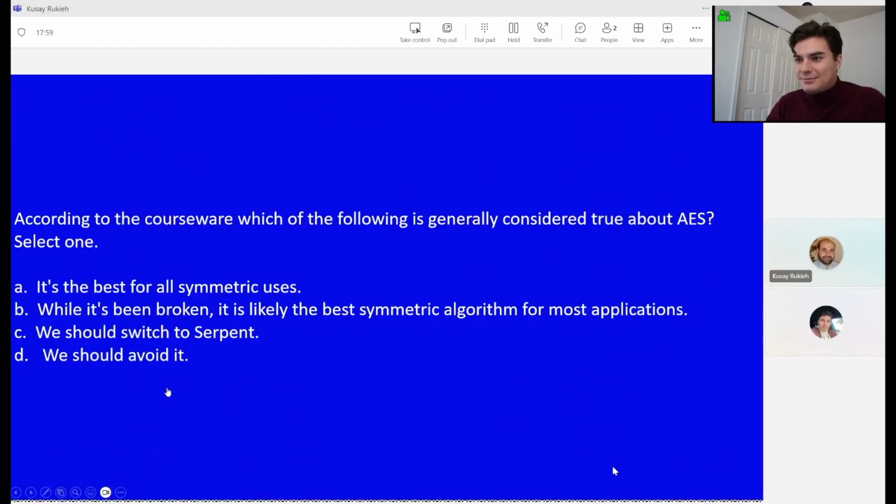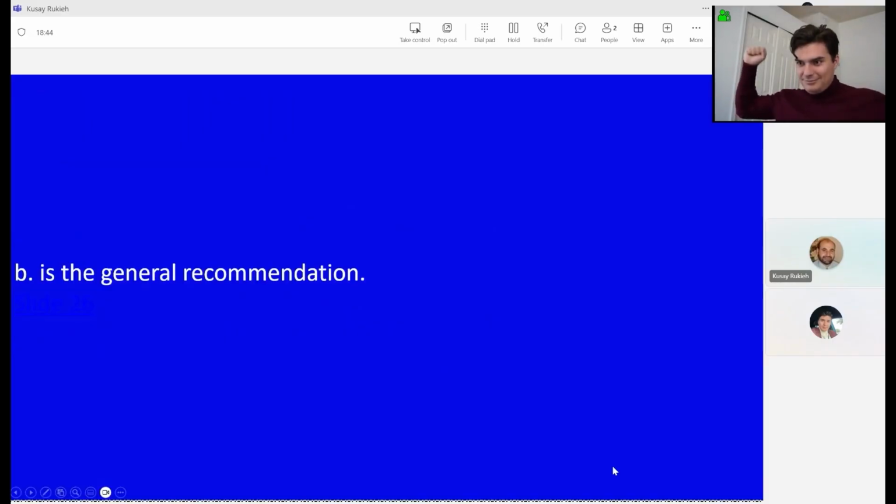Which of the following is generally considered true about AES? Advanced Encryption Standard, I can tell you that it's best used for all symmetric uses. Well, all is a very large encompassing word, so let me take a look at the other options first. While it's been broken, it's likely the best symmetric algorithm for most applications. I think it depends on the variables that you use for the AES encryption. In some cases maybe it has been broken, but it's probably still the best. So I want to say B. B and only B. That's correct. It's a good use. I'm sure three-letter agencies have that capability.